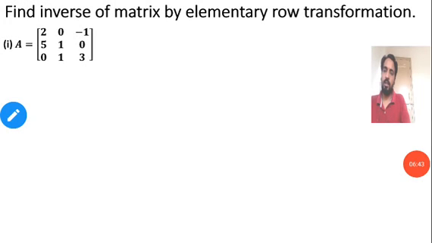Now let's see one of the problems. Find the inverse of a matrix by elementary row transformation. So here I have a matrix A with 9 elements, order 3 by 3, 3 rows and 3 columns. Matrix A is 2 0 minus 1, 5 1 0, 0 1 3, and let's start how to find the inverse for this matrix. So get ready with your pen and rough paper also, because we have to do some calculation for this. Then only we are able to get the inverse.